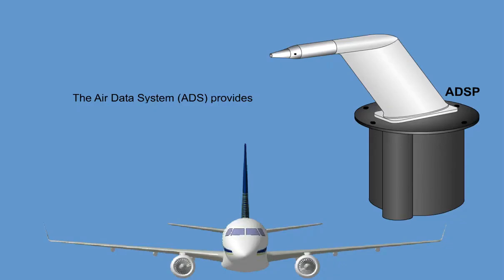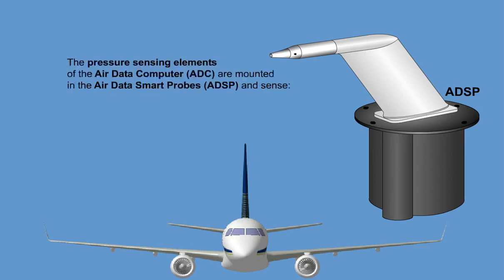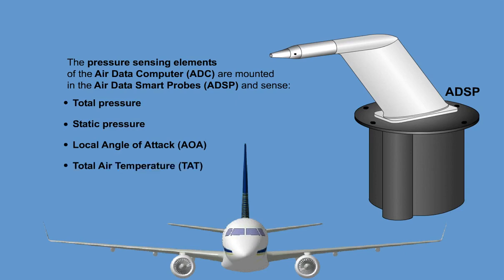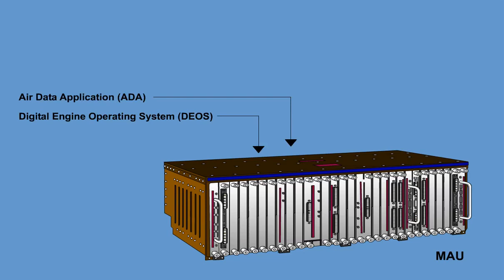The Air Data System, ADS, provides primary air data information to primary flight displays, flight controls, and other avionics as required. The pressure sensing elements of the Air Data Computer, ADC, are mounted in the Air Data Smart Probes, ADSP, and sense total pressure, static pressure, local angle of attack, AOA, and total air temperature, TAT. These parameters are sent to the Air Data Application, ADA, hosted on a Digital Engine Operating System, DEOS, platform in the Modular Avionics Unit, MAU.